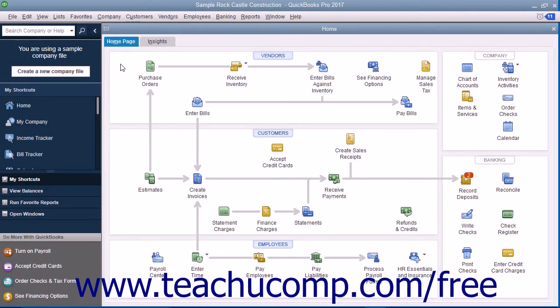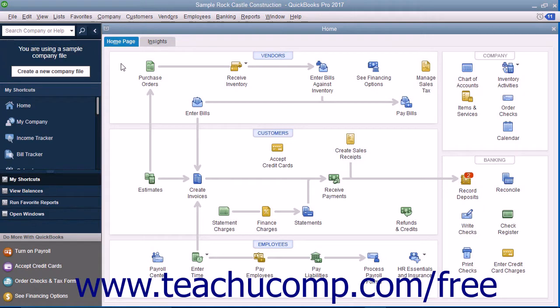Although you do not have to be fluent in accounting terminology to understand QuickBooks, it is necessary to have a basic understanding of some accounting concepts prior to entering information into the program. The first concept to discuss is the chart of accounts. A chart of accounts is a listing of all of the accounts used within your company file.